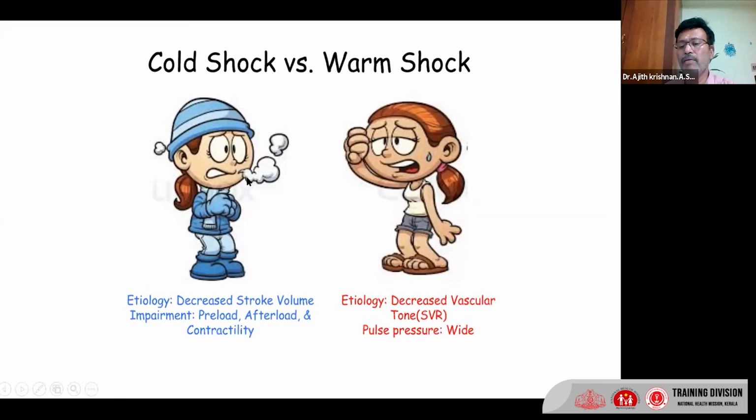Nowadays, dopamine is not used because of so many problems. In warm shock, we will give norepinephrine, that is, it will increase the peripheral vascular resistance. So we can use norepinephrine in warm shock and epinephrine, that is adrenaline, in cold shock.